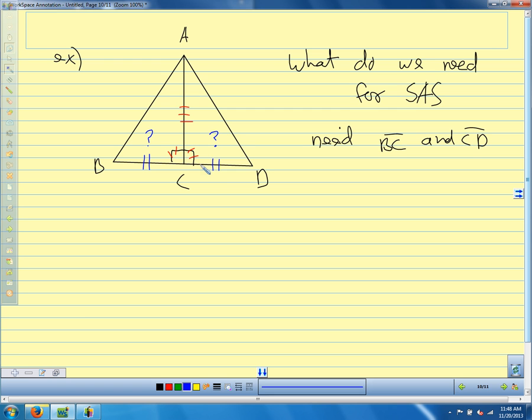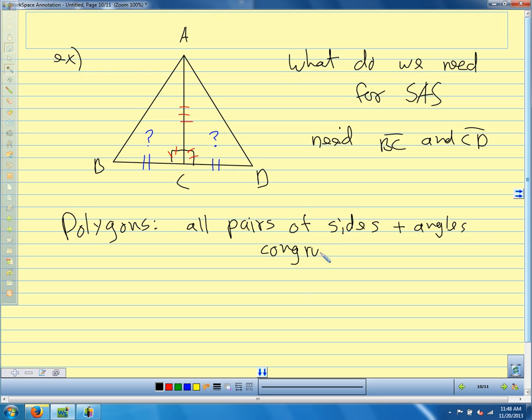All right, let's summarize a little bit. For polygons to be congruent, and that's any multi-sided shape closed with straight sides, we have to match up pairs of sides and pairs of angles. So all pairs of sides and angles have to be congruent for them to be congruent. We can always do that with triangles also. We can match up all the pairs of congruent sides and angles.